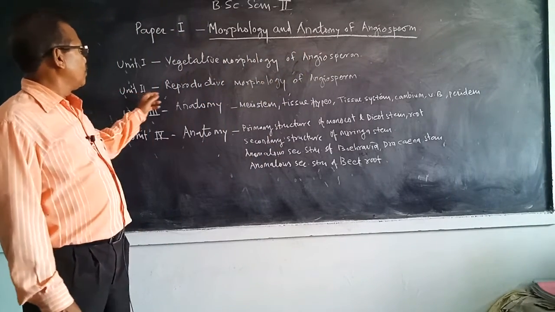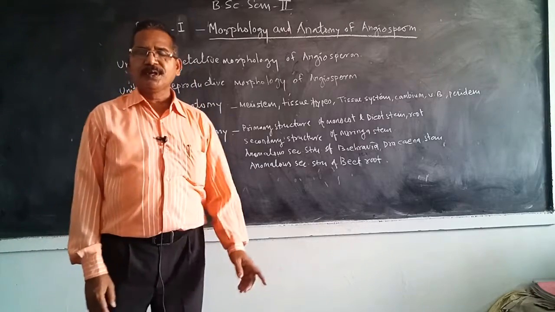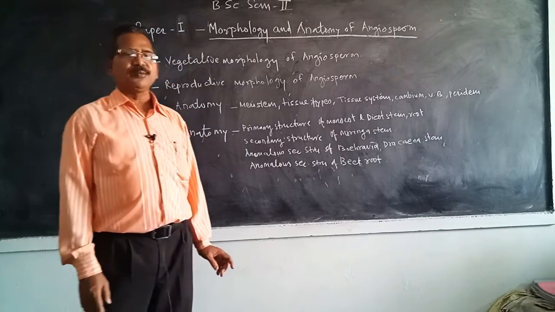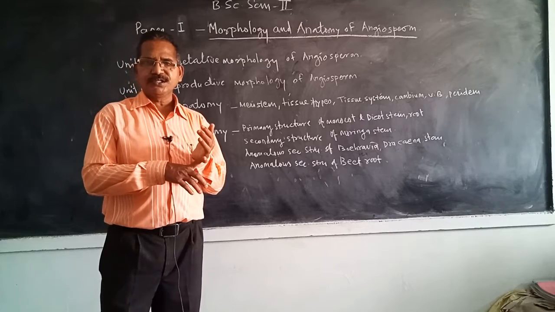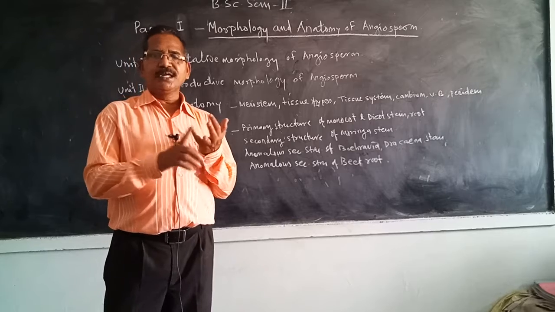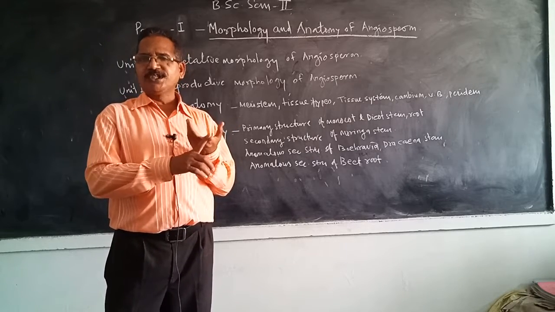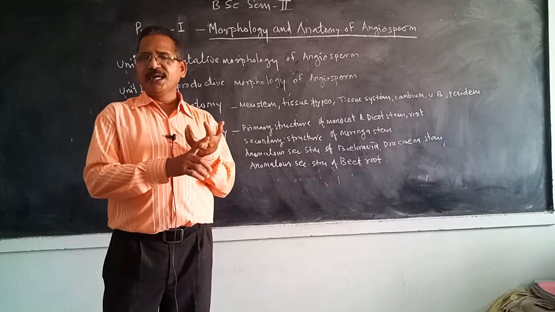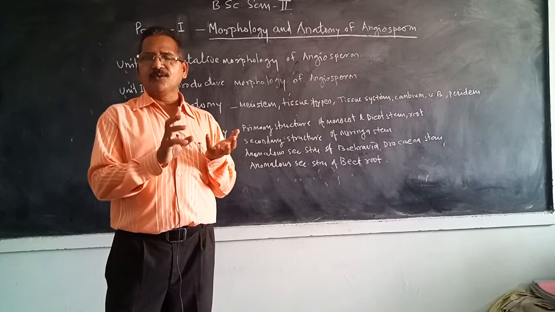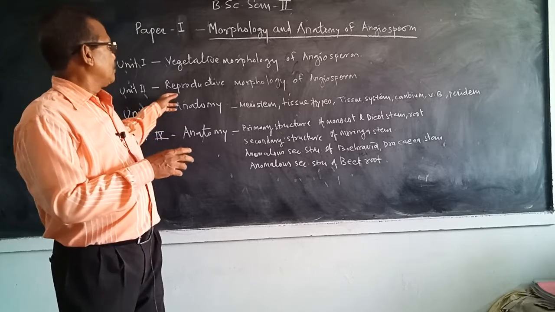In the second unit, we have to study the reproductive morphology of angiosperm. In this unit, you have to study the inflorescence, flowers, types of flowers, then parts of the flower: calyx, corolla, androecium and gynoecium, and again the fruits, types of fruits, simple fruit, compound fruit or aggregate fruit. This is studied in the second unit.